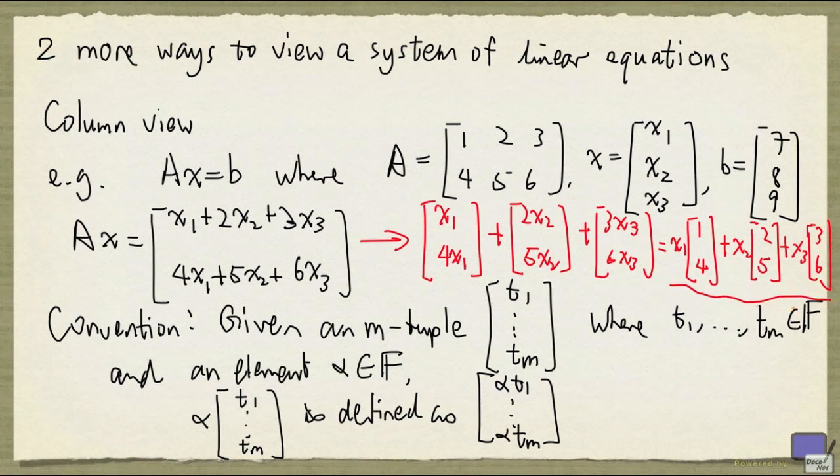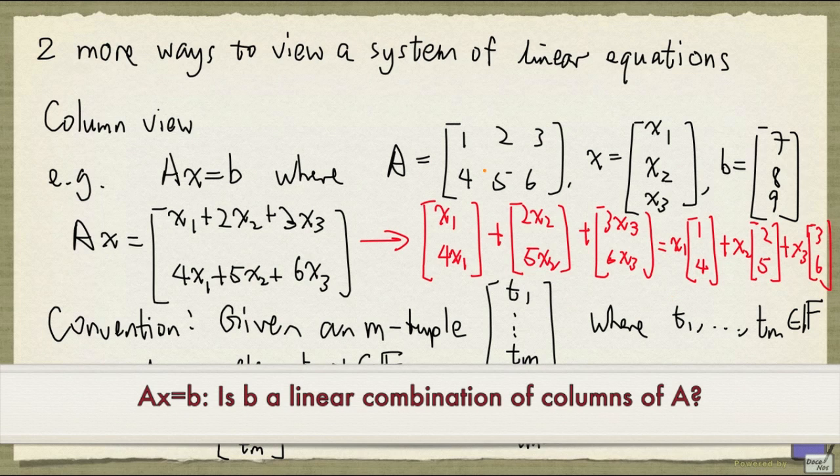What we have here is what is known as a linear combination of the tuples 1, 4, 2, 5, and 3, 6. With this, we can interpret Ax equal to b as follows. Basically, we're asking whether or not you can write b as a linear combination of the columns of A.